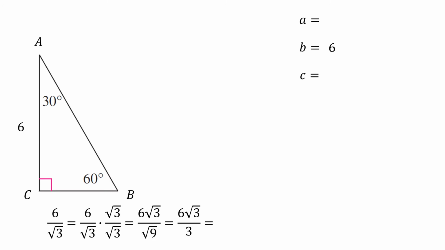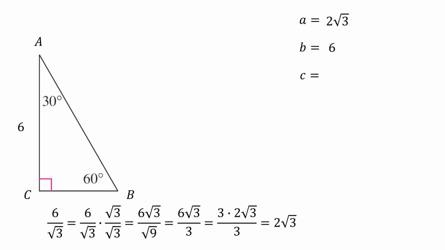Right? So I no longer have a square root in the denominator. Hey, 6 is really 3 times 2. So the 3 in the denominator will cancel the 3 in the numerator, and I'm left with 2 times the square root of 3. And so side A, the shorter leg, is 2 times the square root of 3.